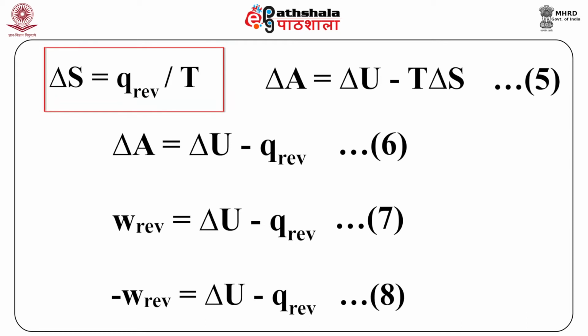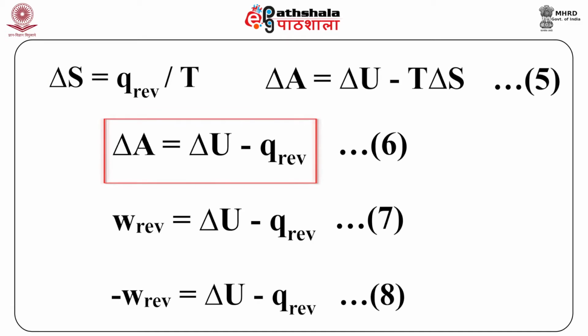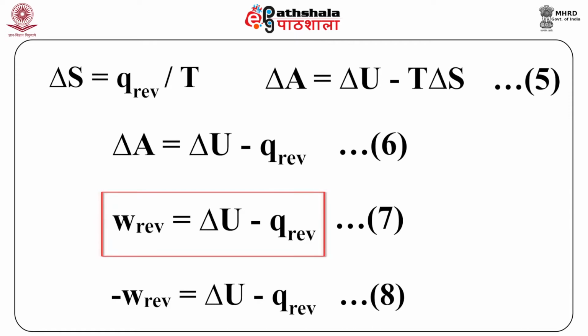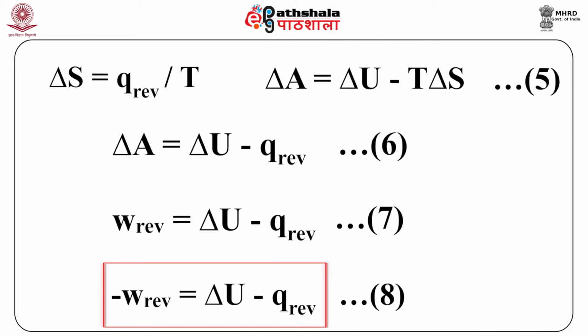Since delta S equals Q reversible by T, substituting this in equation 5, we get delta A equals delta U minus Q reversible as our equation 6. From the first law of thermodynamics, that is delta U equals Q plus W, we get W reversible is equal to delta U minus Q reversible. This is our equation 7. If the system does the work, then the work will be negative. Accordingly, minus W reversible is equal to delta U minus Q reversible. This is our equation 8.